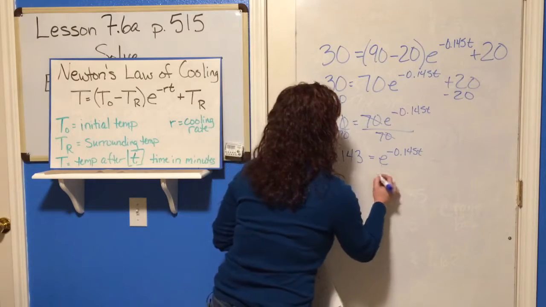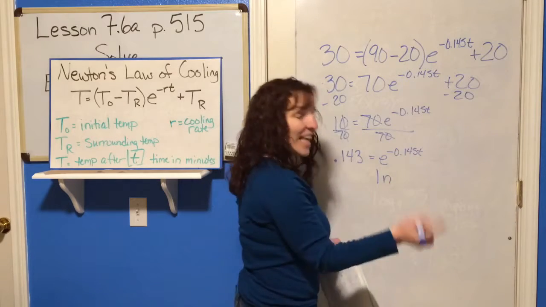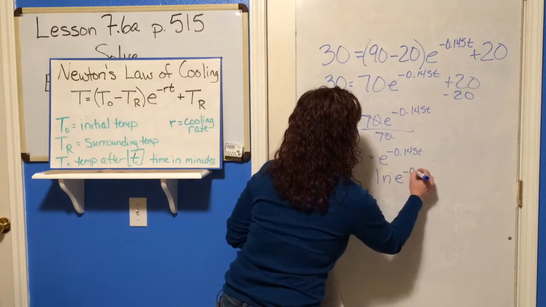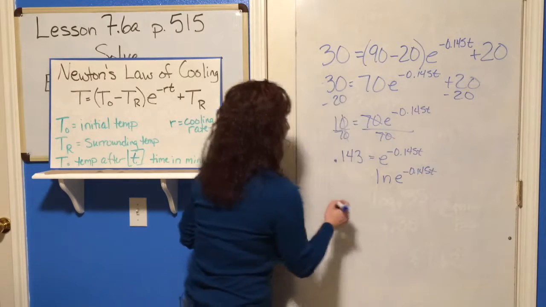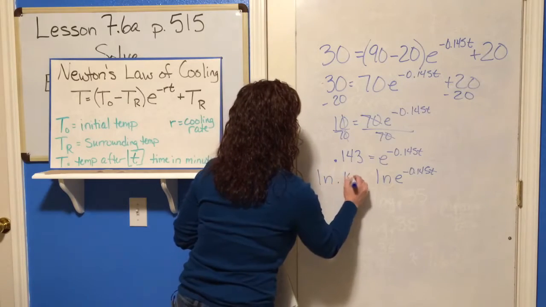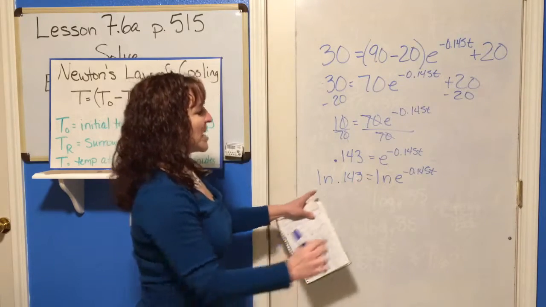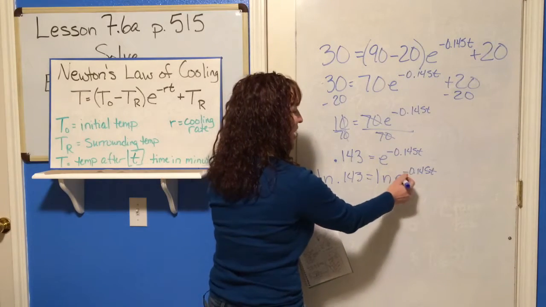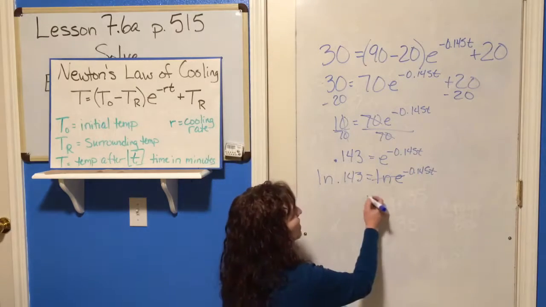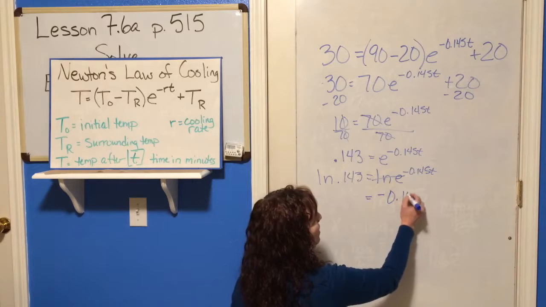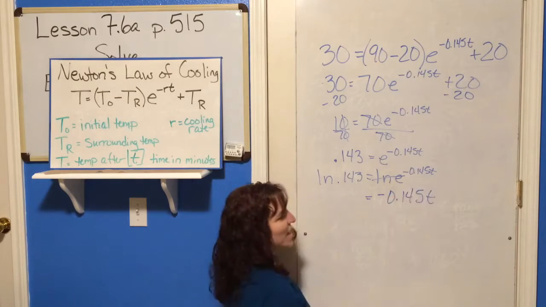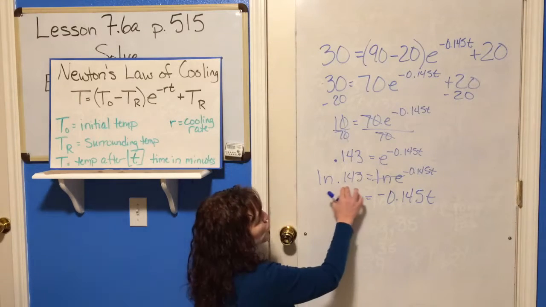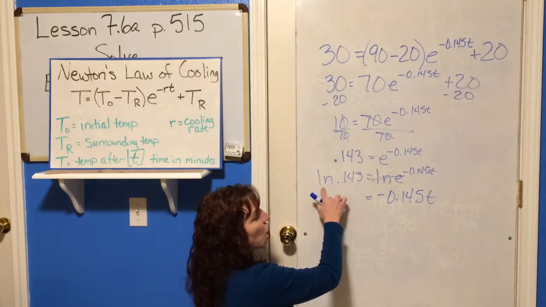Do you remember that the natural log is a log with base e? So if we take the natural log of e to the negative 0.145t and take the natural log of 0.143, now we've done the same thing to both sides. We took the natural log of both, and the natural log of e to the power leaves us with just the exponent, which is what we want to isolate. We're trying to get this t by itself.